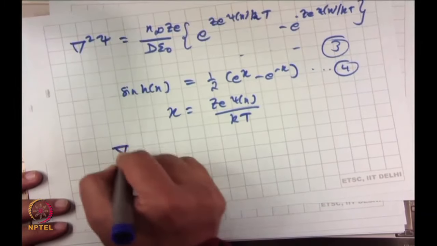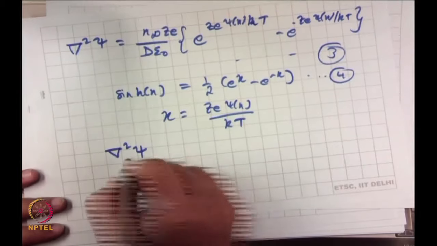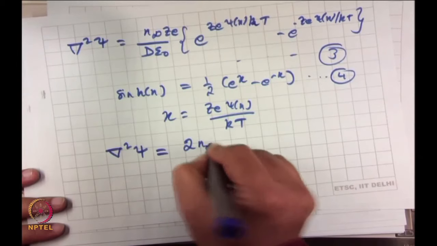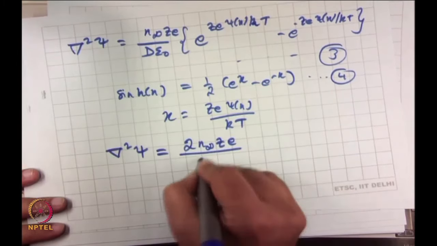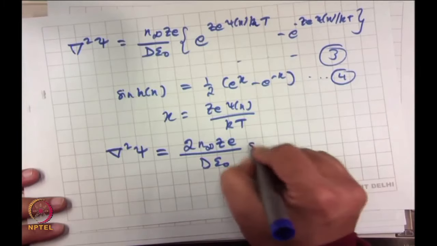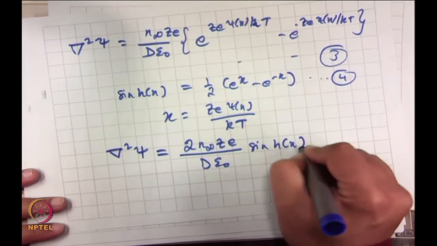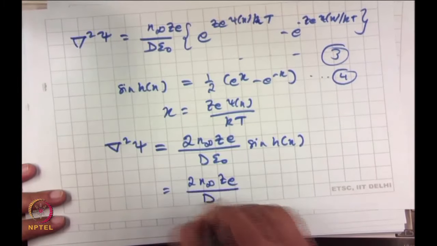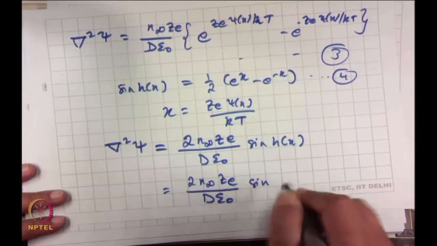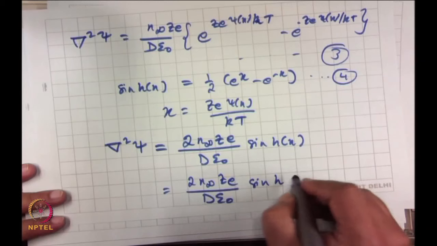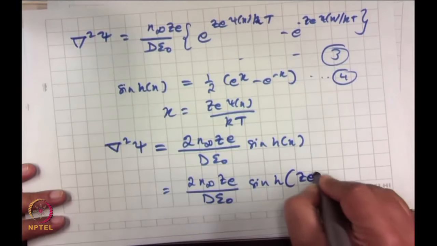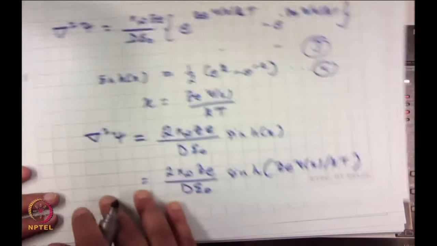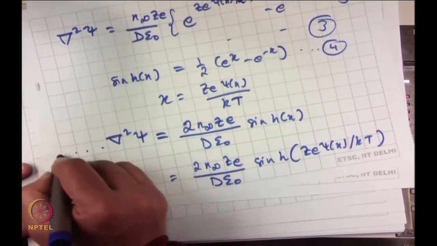Then my Poisson equation or Poisson-Boltzmann equation becomes del square psi is equal to, I should be having a factor of 2, so 2 n infinity z e by d epsilon 0 sine h of z e psi of x over k t. Okay. And this should be my equation 5.